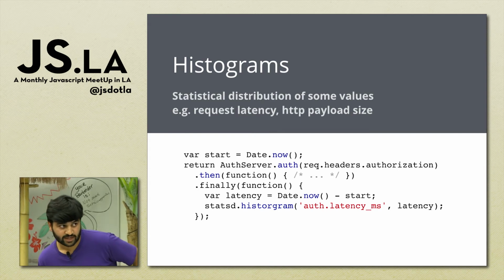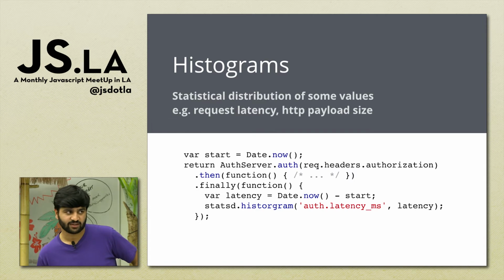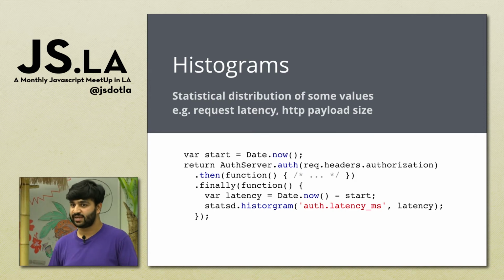Histograms. So this is the next one. This is really my favorite one. The gist of a histogram is that you have a distribution of values that you want to be able to measure. And the most common distribution of values that you typically do measure is request latency. So I send an upstream request. How long is it taking me on average to return? Or I have a downstream request that I have to process. How quickly am I getting stuff out the door?